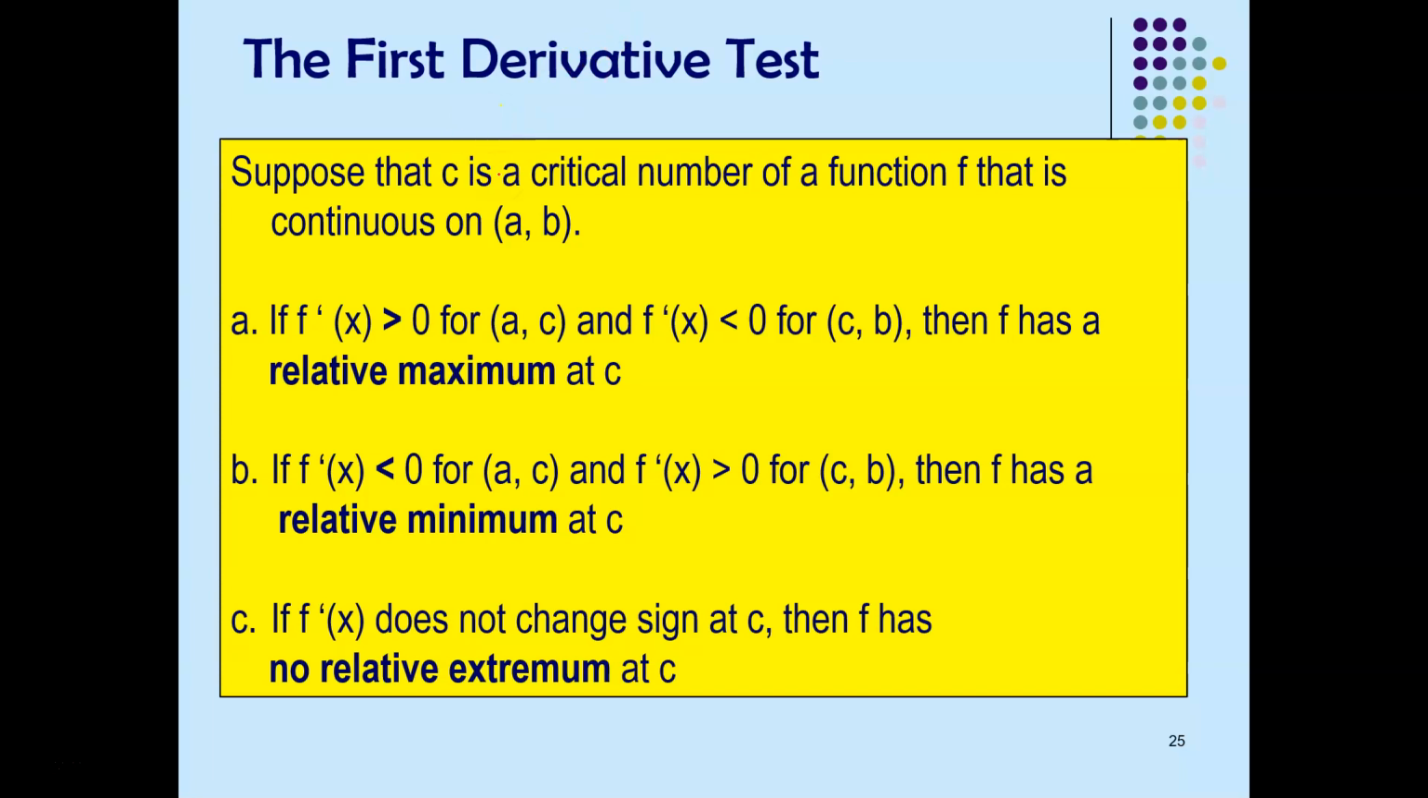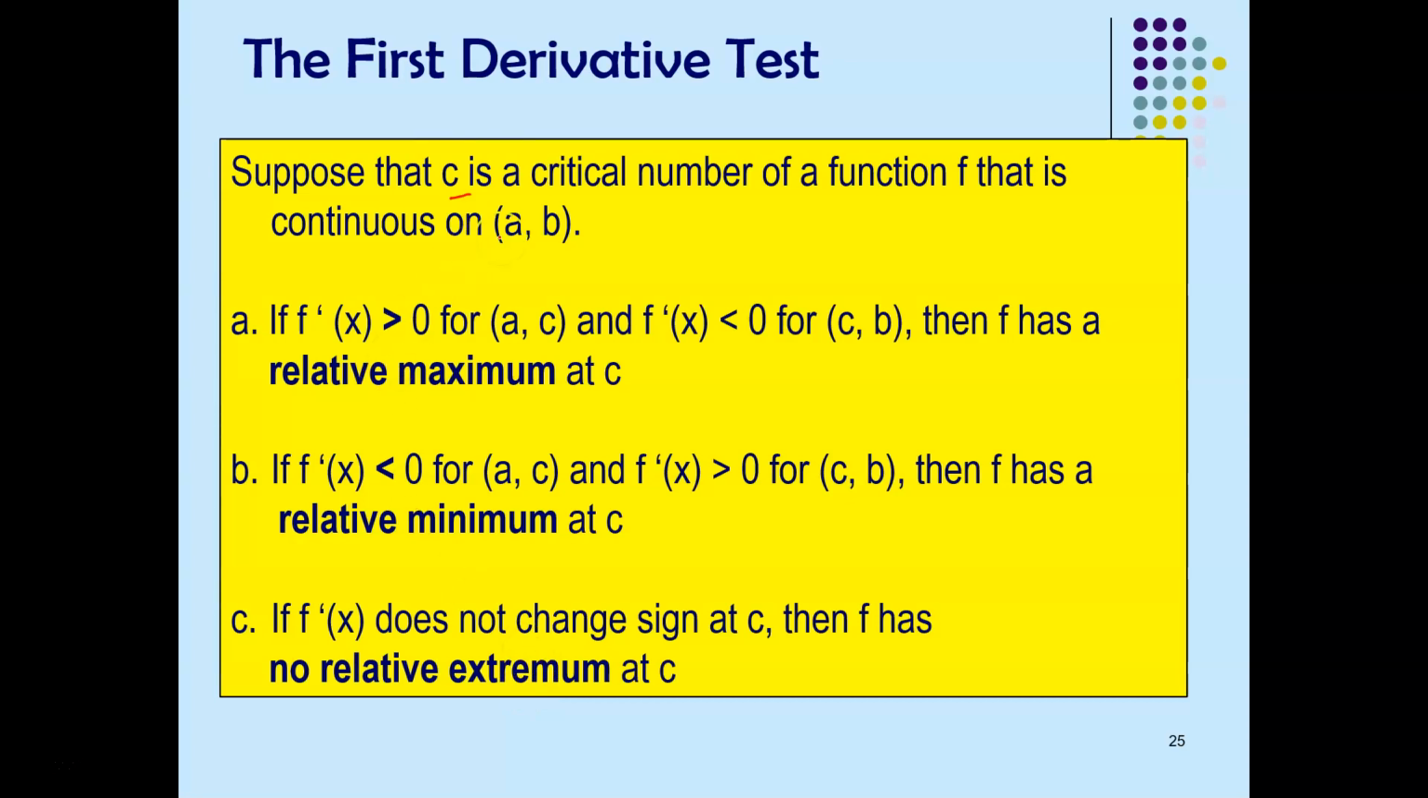Okay, suppose that c is a critical number of a function f that is continuous on (a, b). If f prime x is greater than 0, meaning that it is increasing, right? If f prime x is less than 0, it decreases. So it says if f prime x is less than 0 for this c to b, then f has a relative maximum. This one is a relative minimum. And if it does not change sign, there is no relative extremum.